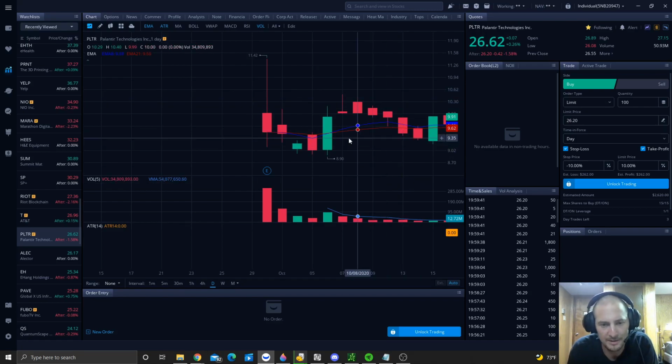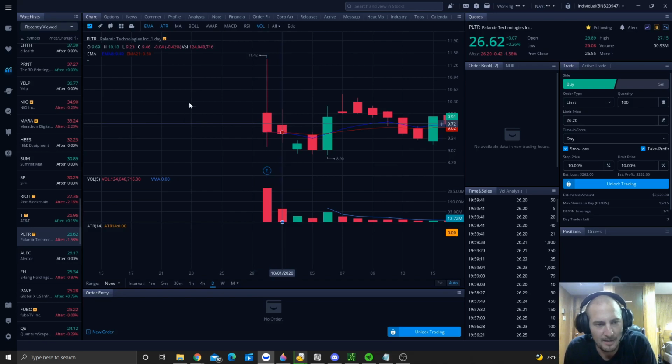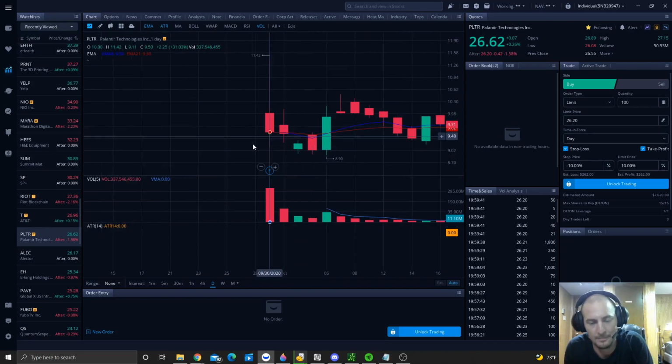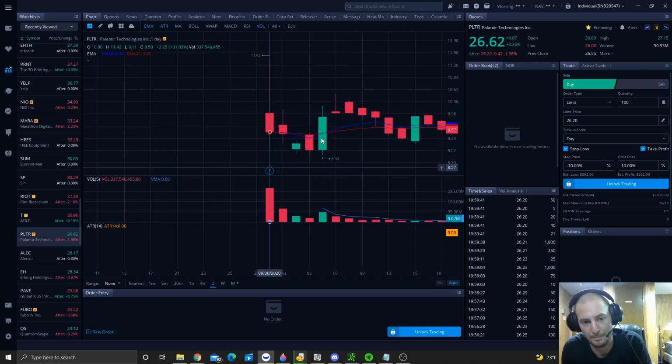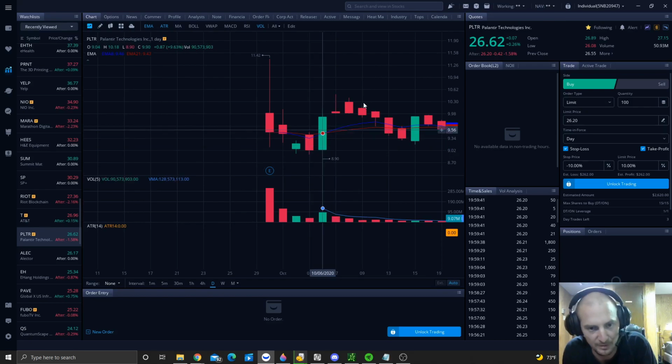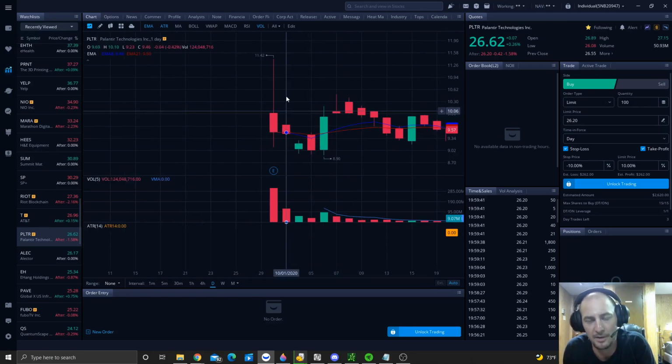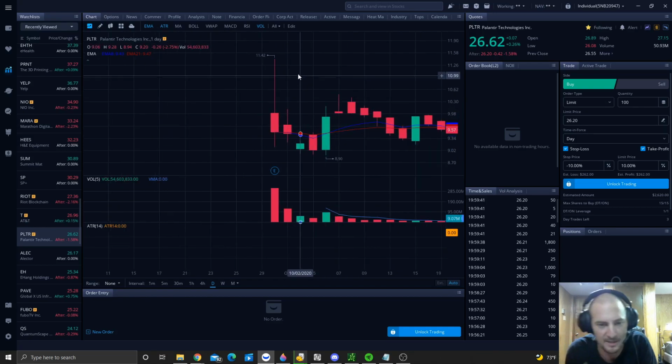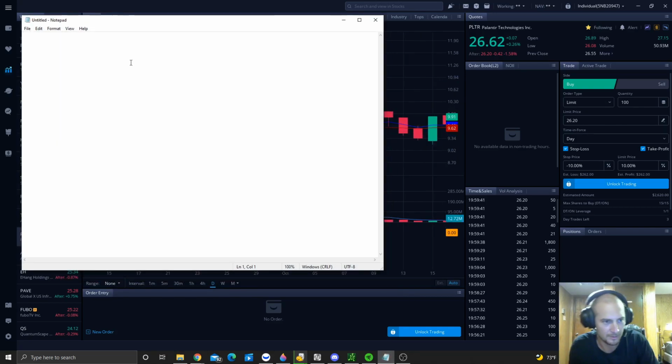Alright, so let's get into it. Let's say I'm testing something very simple like an 8/21 exponential moving average cross, right? So let's say I want to buy shares when the 8 crosses above the 21, and I want to short shares when the 8 crosses below the 21. And that's basically where I'm going to start. So I'll take my little notepad. Let's do 8 EMA crosses 21 EMA. That's it. Very simple.